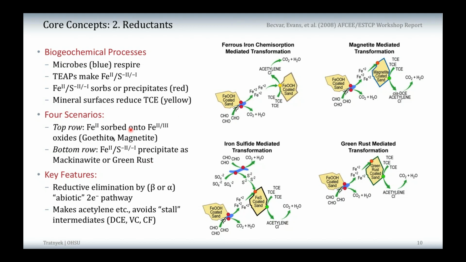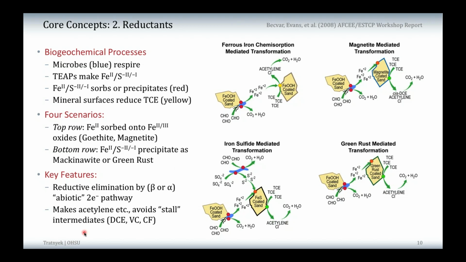The way this figure is set up, the top row represents 2 cases where we have iron 2 sorbed to a mineral phase, in this case goethite, in this case magnetite, to form a new material which is a better reductant of contaminants. In the bottom row, we're precipitating 2 new phases. Iron 2 and sulfide are producing iron sulfides, and in this case iron 2 is precipitating green rust, which in those 2 phases are pretty strong reductants.